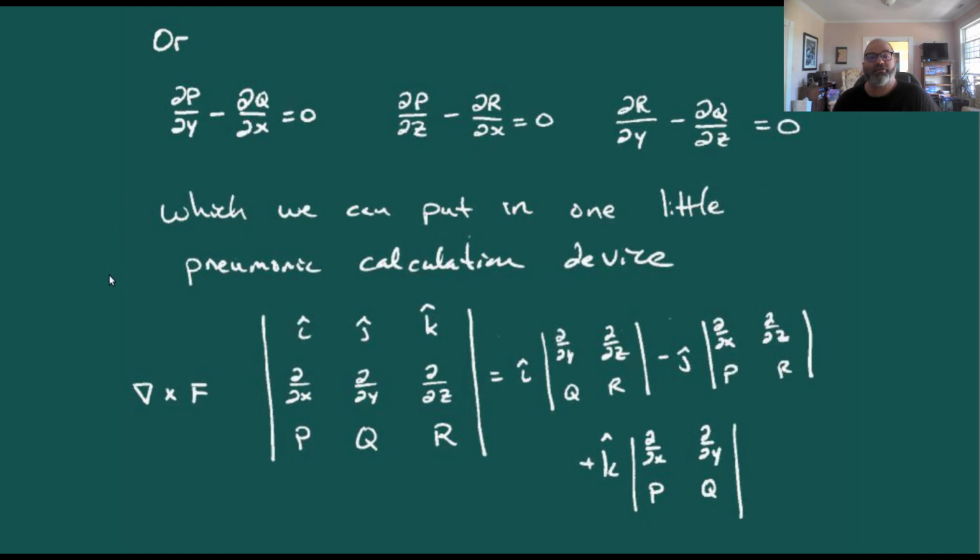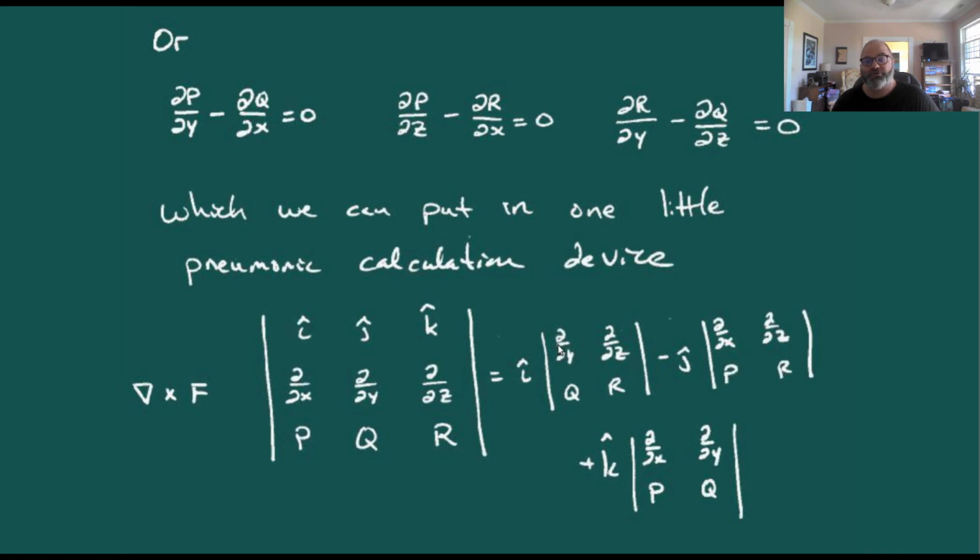Well, we've got a handy little mnemonic calculation device to help us remember this calculation. It looks something like the gradient operator cross our vector field f. So what's that going to look like? We're doing the determinant of i, j, and k; partial with respect to x, partial with respect to y, partial with respect to z; and p, q, and r for our component functions. If we do the determinant, we get partial y, partial z of q and r; partial x, partial z of p and r; partial x, partial y of p and q.